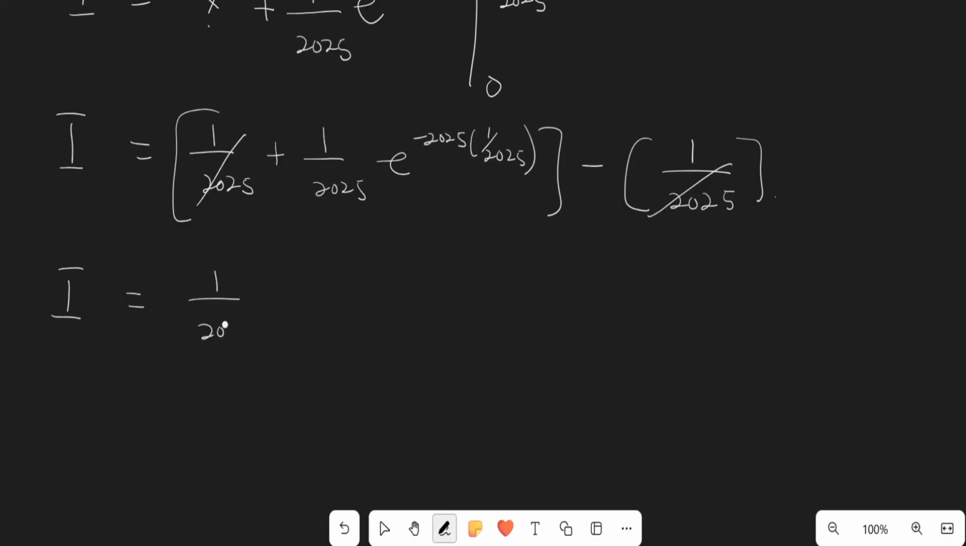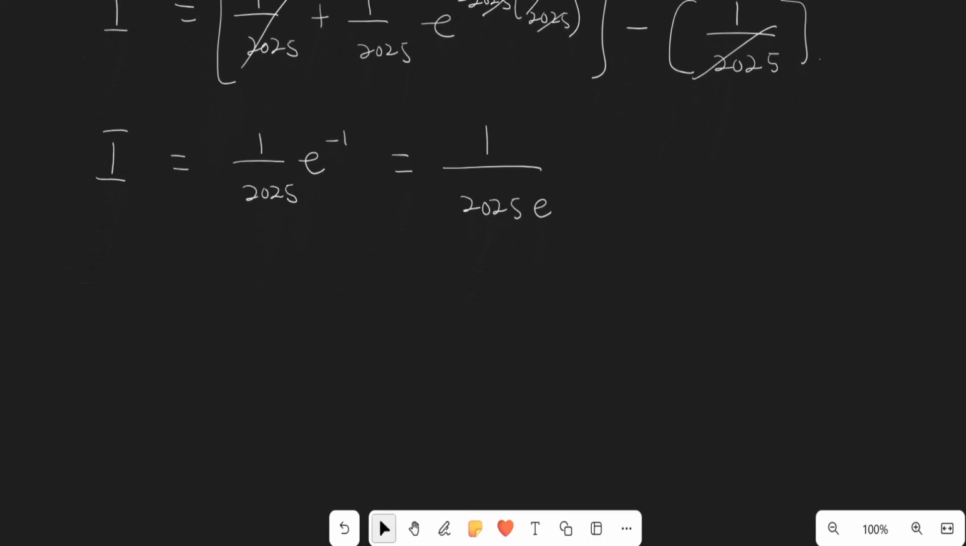1 all over 2025 e raised to the power negative 1, because this and this will also cancel, which equals 1 all over 2025 times e. So this is the value of our integral.